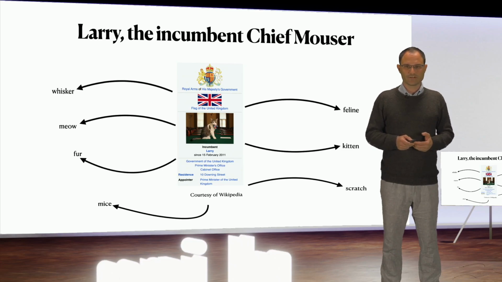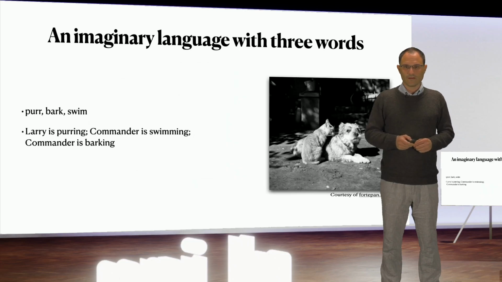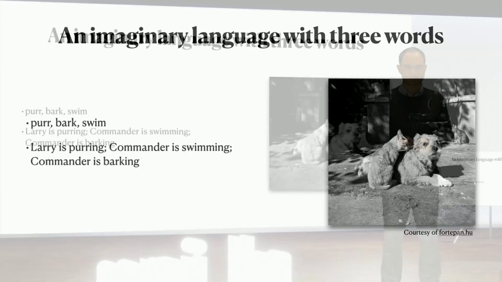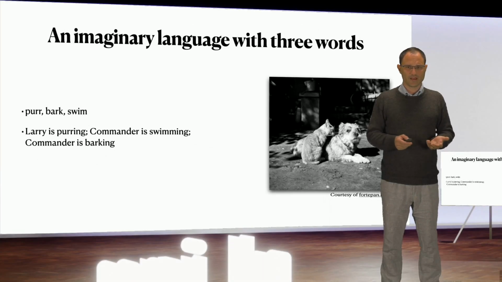Let's examine what this implies in practice. Imagine that we have a language consisting of only three verbs: purr, bark, swim. We use this language to write three sentences. Larry is purring. Commander, who is the dog of Joe Biden, is swimming. And Commander is barking. What is the meaning of Larry? What is the meaning of Commander?